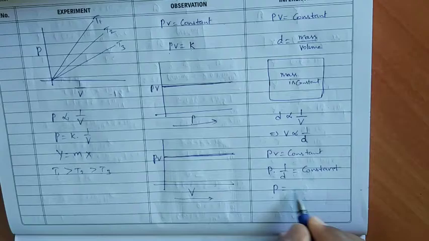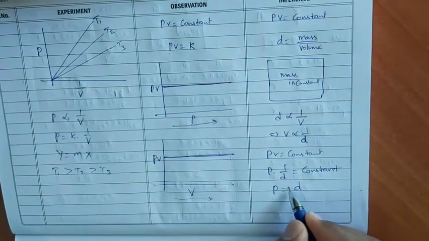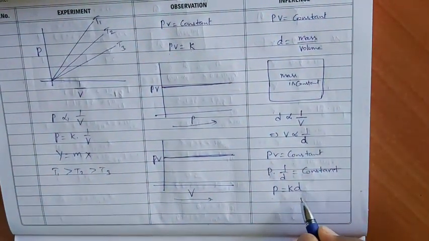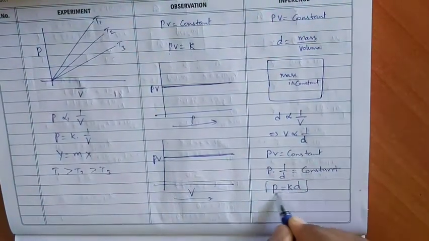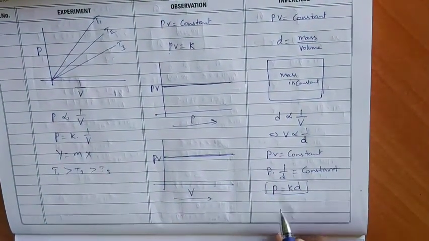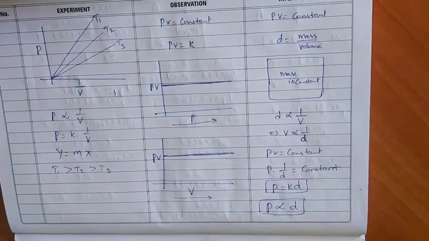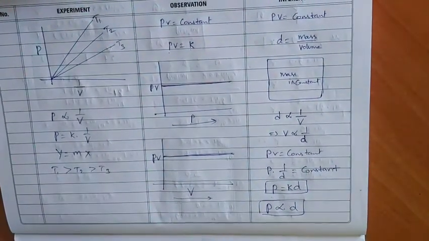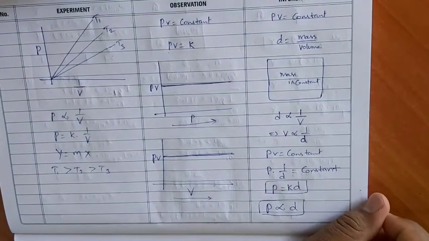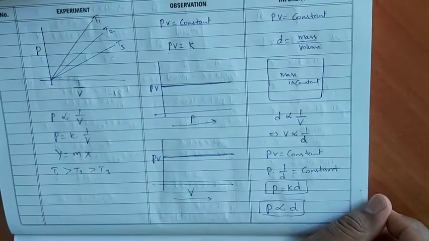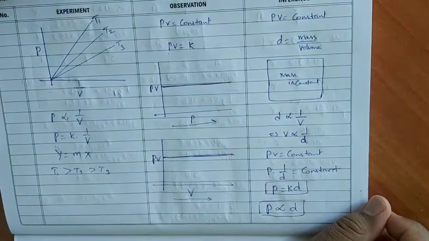Then P is equal to constant K into D. This is called direct relation. That means P is directly proportional to density.